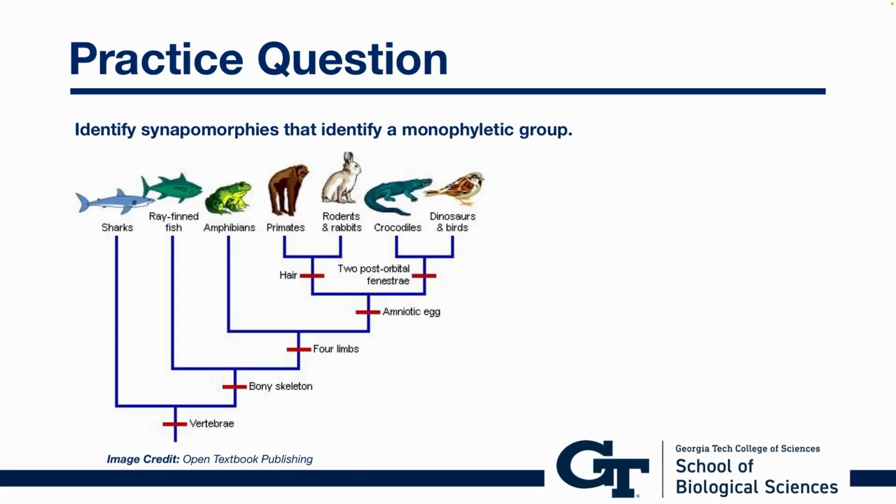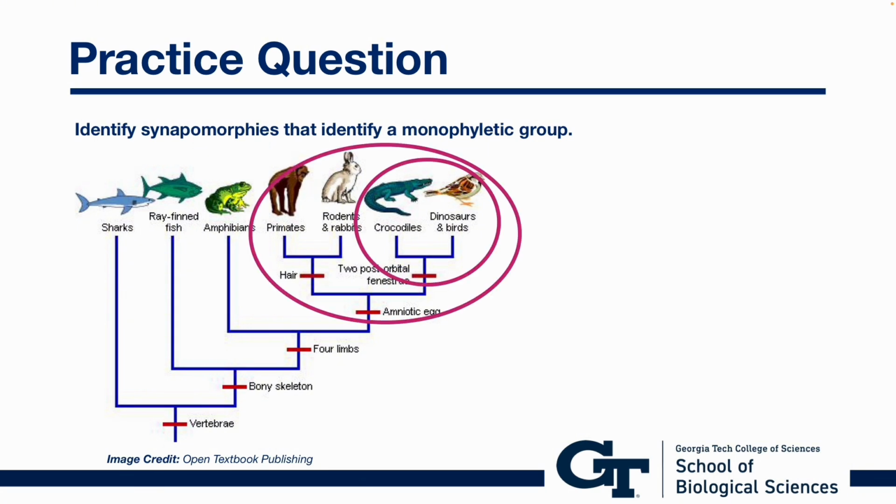So again, going through that and going through with this process, what are some of these common traits? Hair, we see that in these primates. What about an amniotic egg from the primates to dinosaurs and birds? What about four limbs from amphibians to dinosaurs and birds? So we just go down and we see everything that shares this trait as it evolves. Yeah, so there we go.